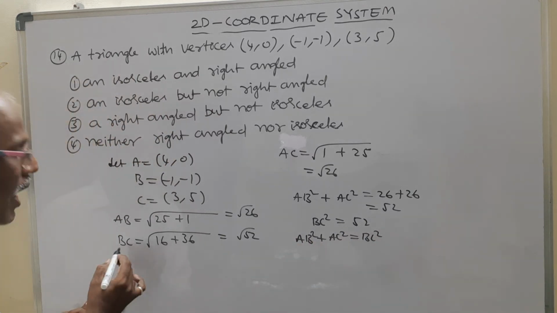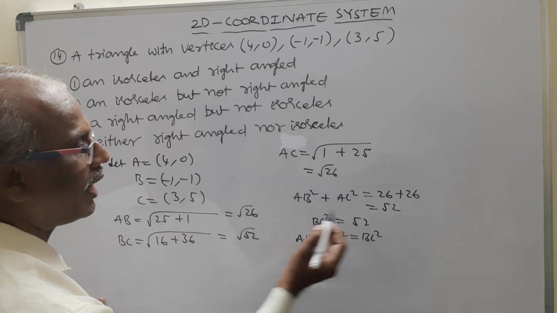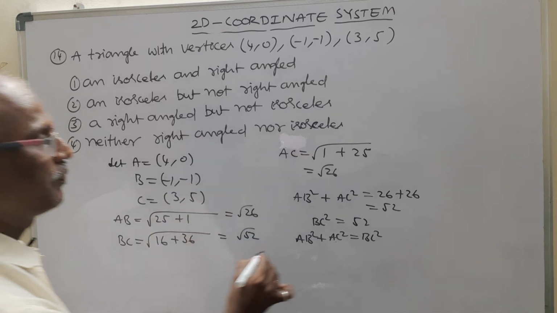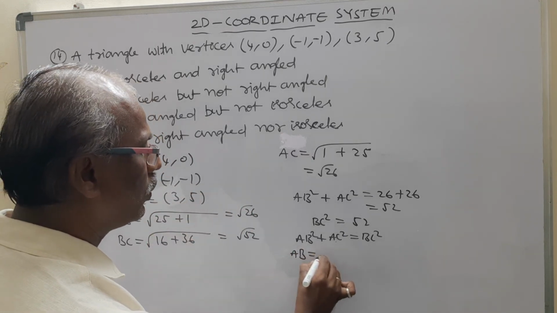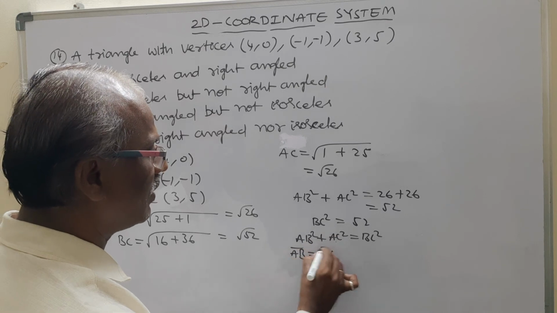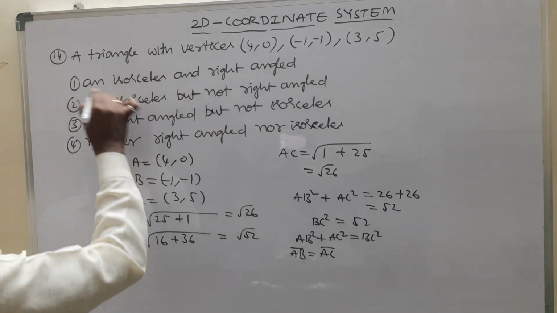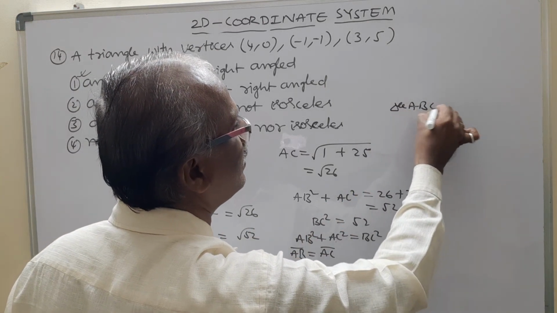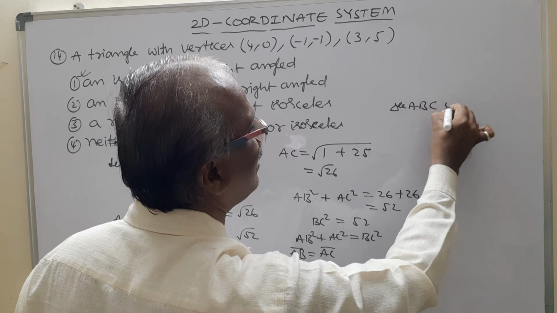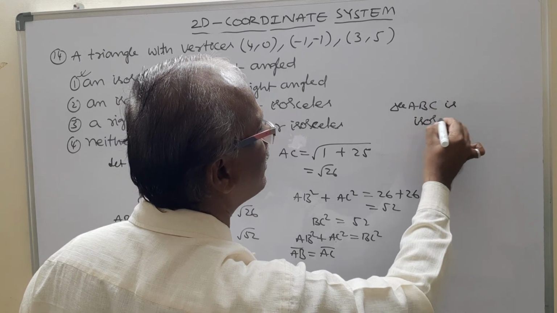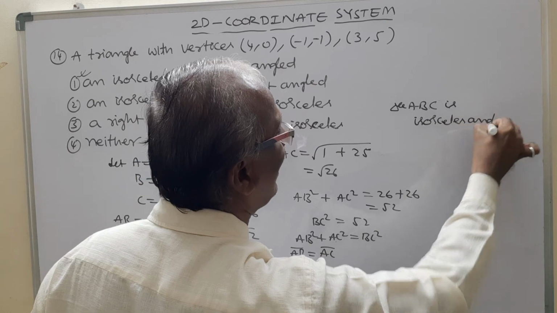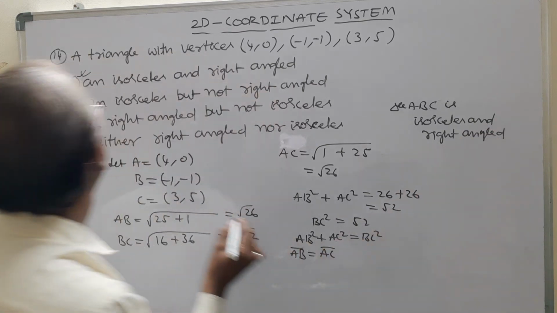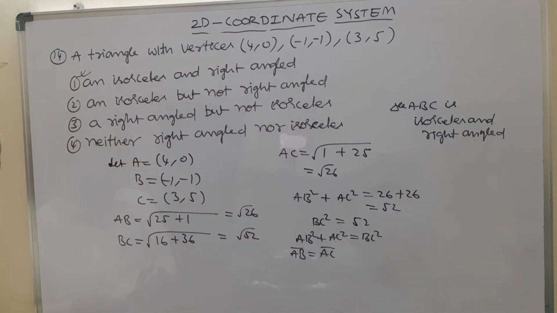Here BC is the hypotenuse. Side square plus side square equal to hypotenuse square is satisfied, and two sides equal, AB equal to AC. Two conditions are satisfied. Then the triangle ABC is isosceles and right angled. First option is the correct one.